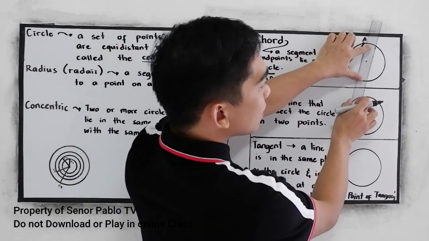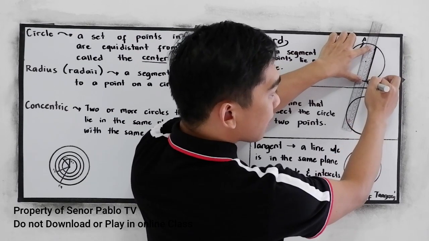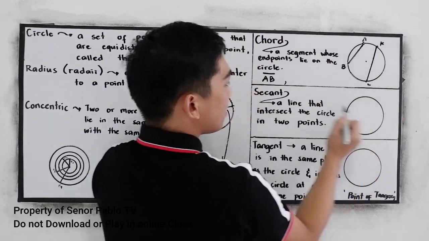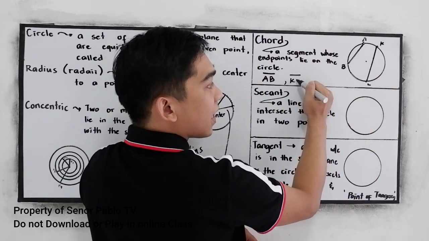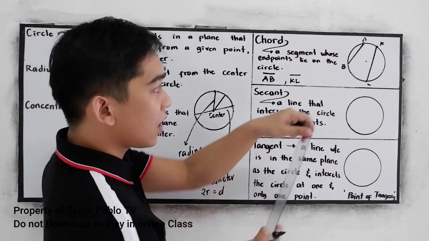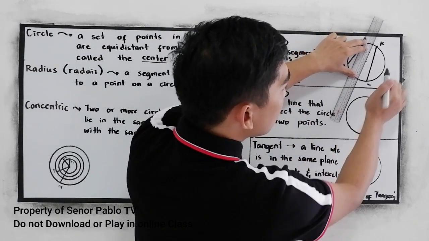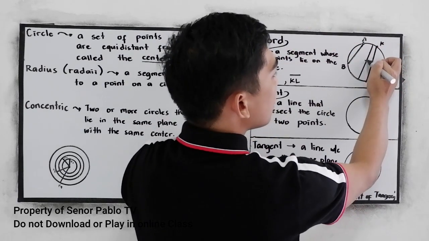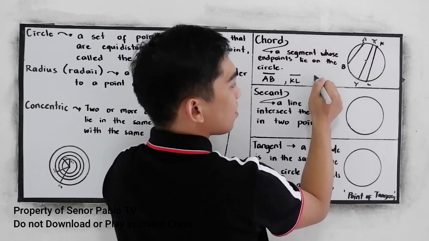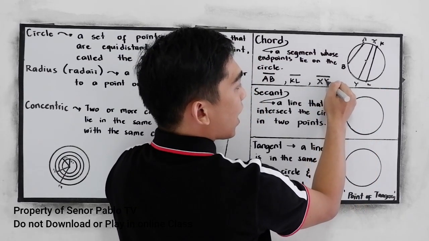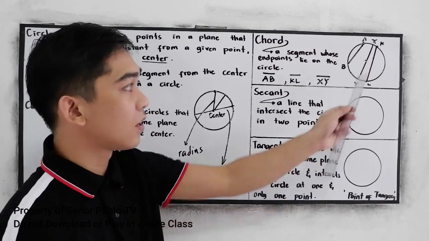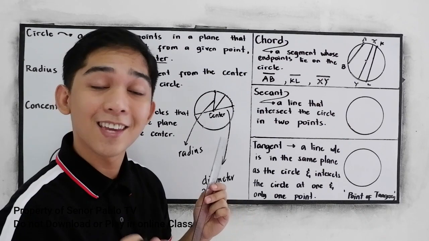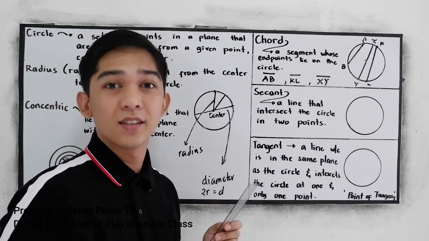Another one, let's say this segment, let us name it KL. So we have segment KL. And it can also pass through the center. Let's say XY. So segment XY. And if it passes through the center, that is our diameter. Therefore, a diameter is the longest chord in a circle.